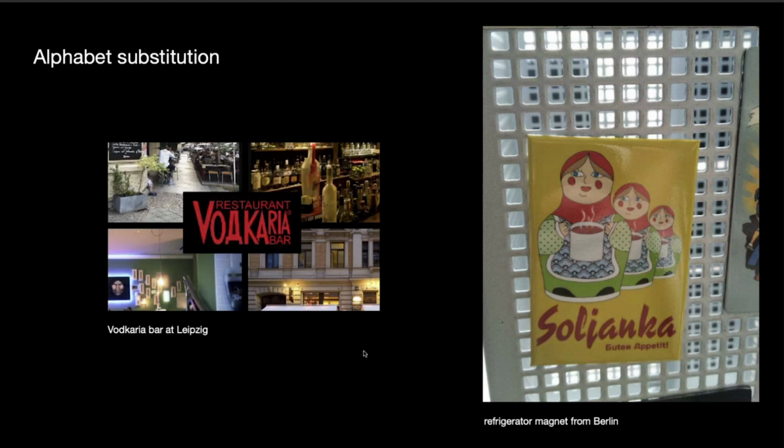This group is the more typical alphabetical substitution. Also, this colleague sent me this Volta bar in Leipzig, and they switched the letter here. Obviously, it's from Cyrillic. And this one is a fridge magnet from Berlin, also sent by a colleague of mine. She said, look at the bottom, here's the gluten appetite, but it's written by switching the letters of the Cyrillic as well.